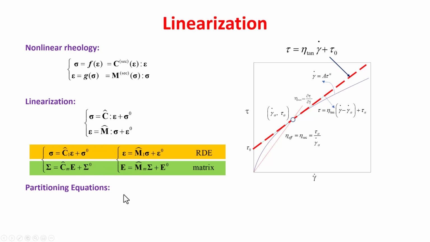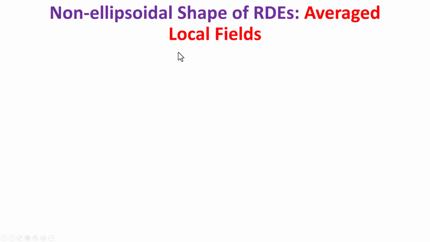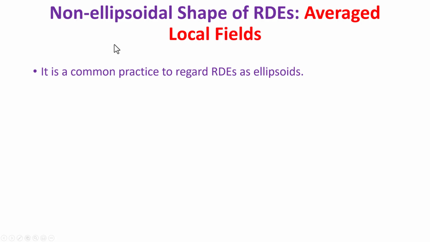With that linearization, the original strain rate partitioning equation and the stress partitioning equation can be reformulated into this form. Most RDEs are, of course, not perfectly ellipsoidal. However, it is a common practice in material sciences and earth sciences to regard RDEs as ellipsoids.